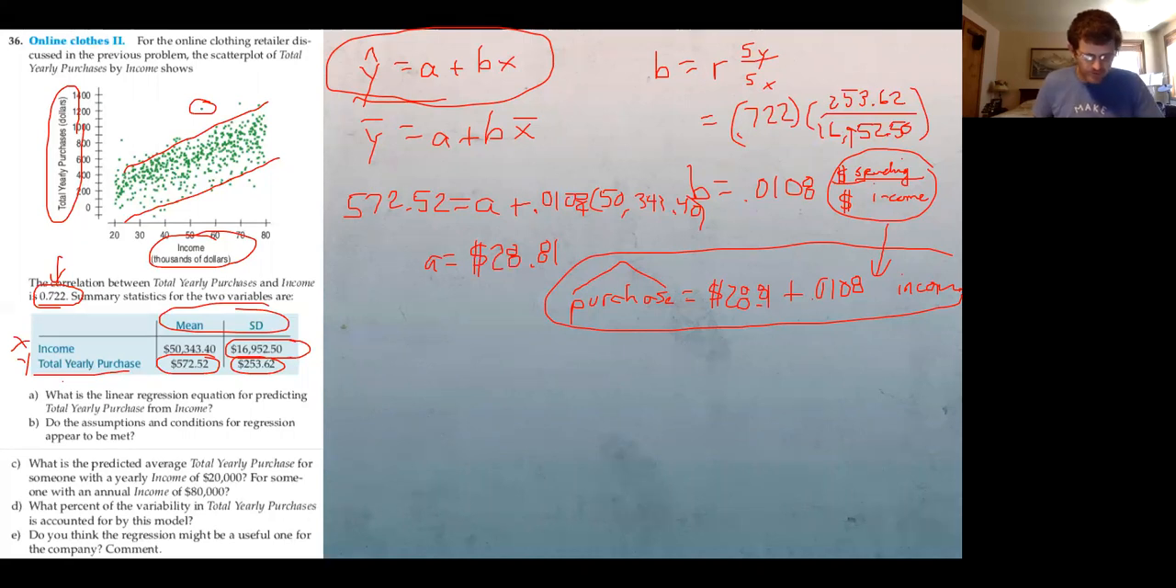So the next question, what is the predicted average total yearly purchase for someone with a yearly income of 20,000? We saw something like this yesterday. So really, I'm just going to do the first one. It asked for 20,000, and then it also asked for 80,000. Let's just plug 20,000 in. So if 20,000 is the income, well, 20,000 right here is income. 0.0108 is the slope. Oops, sorry. 28.81 is the y-intercept. So now I can figure out the predicted value from that.